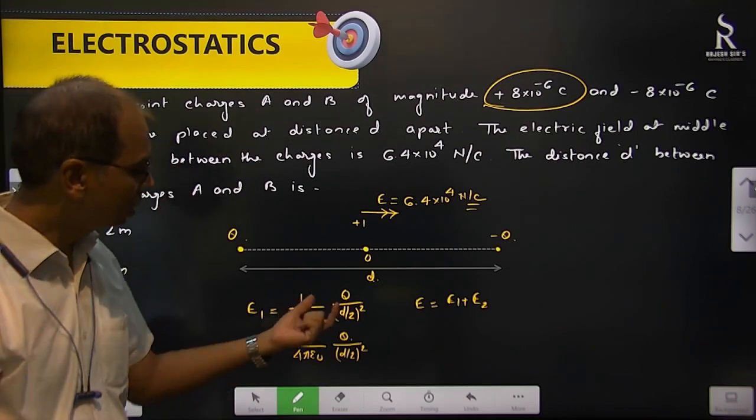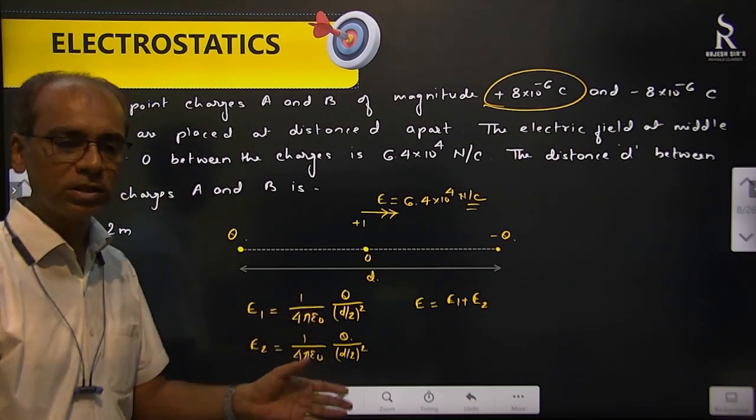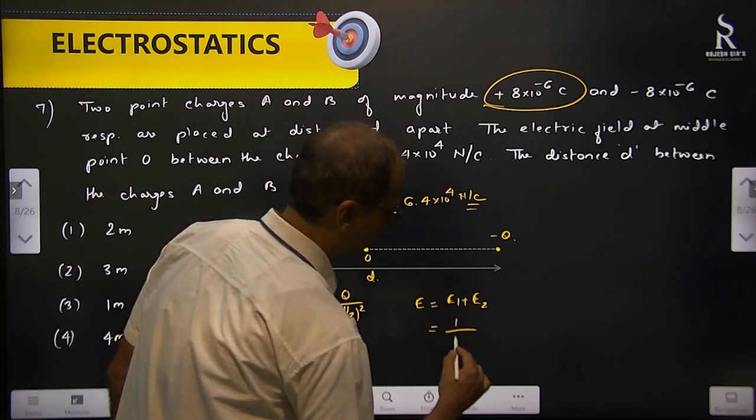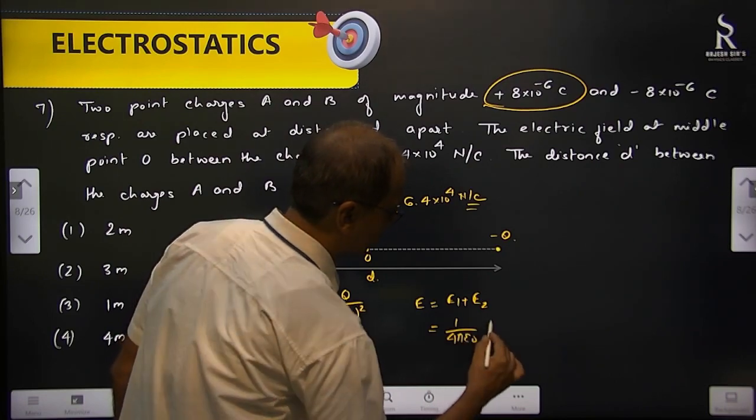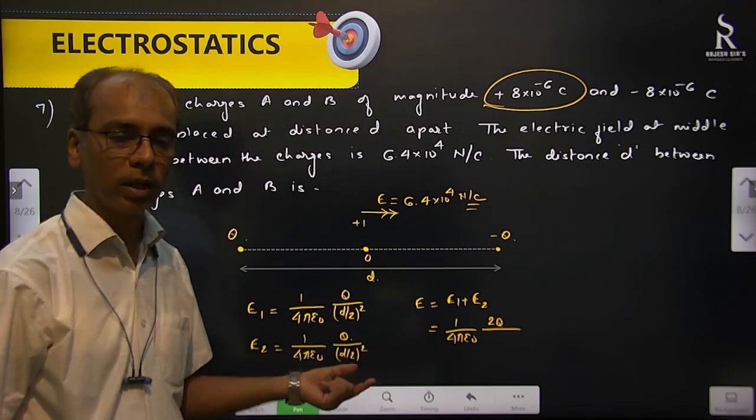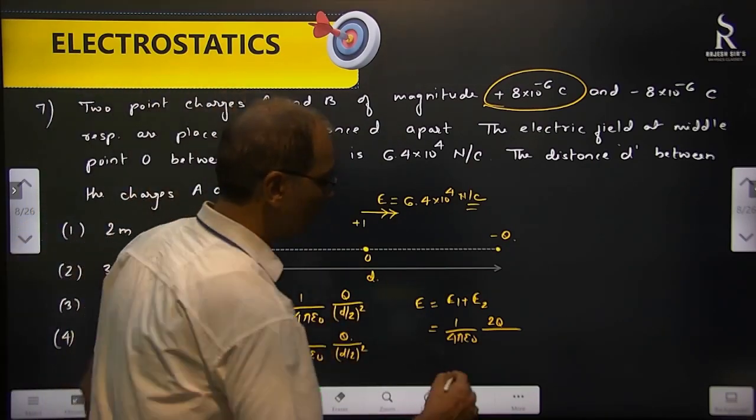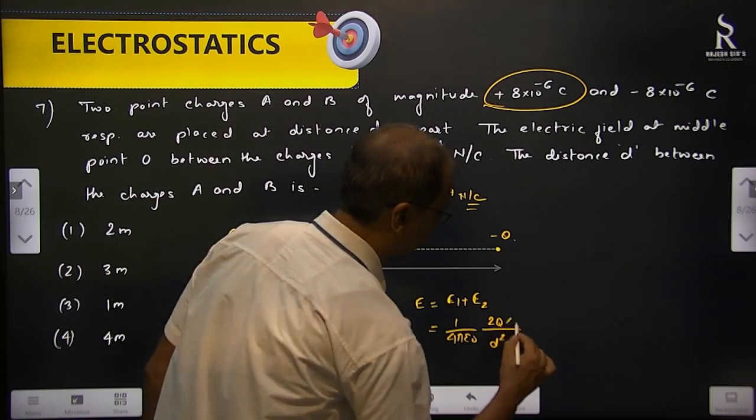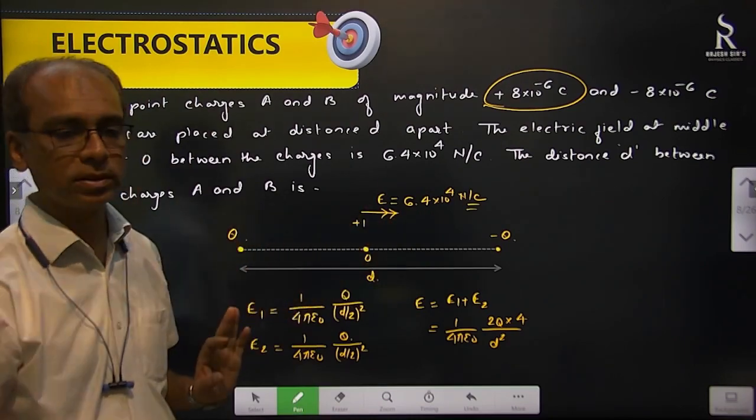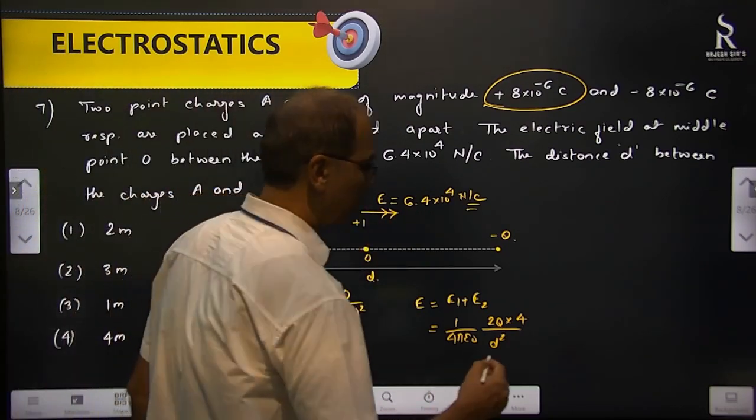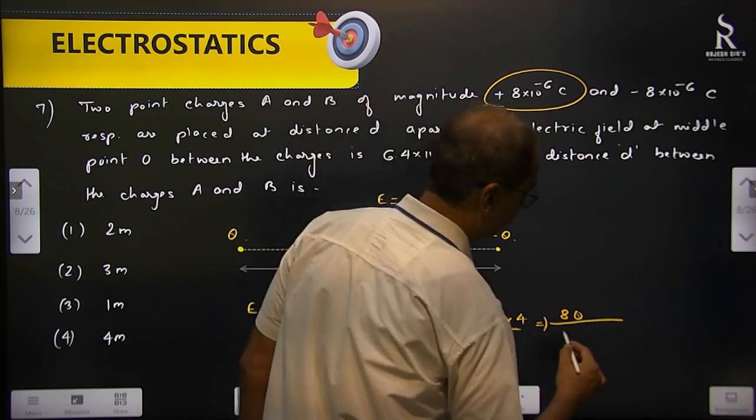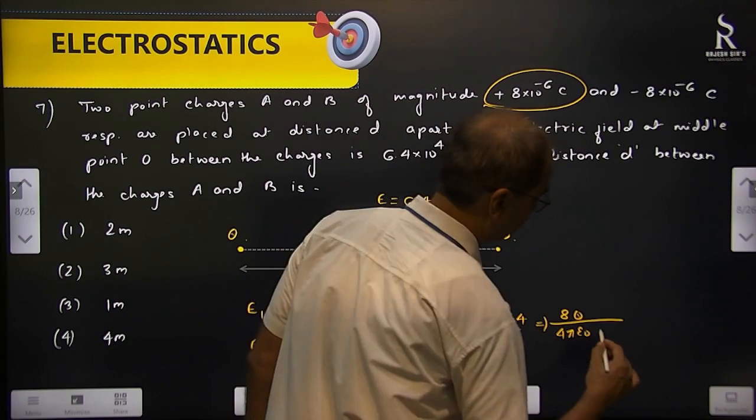So add it. Now this and this are the same magnitude only. Add means what? We will double it. So then what will happen? 1 by 4 pi epsilon naught, 2q by (d by 2) whole square, which means d square by 4, and this 4 will go at the top. So d square into 4. So this is the electric field at the middle point, and its value is given like this. So let's put it. What we have is 8q by 4 pi epsilon naught d square.